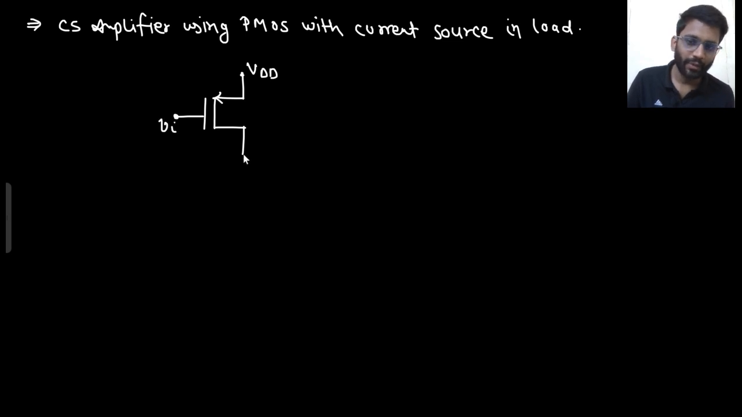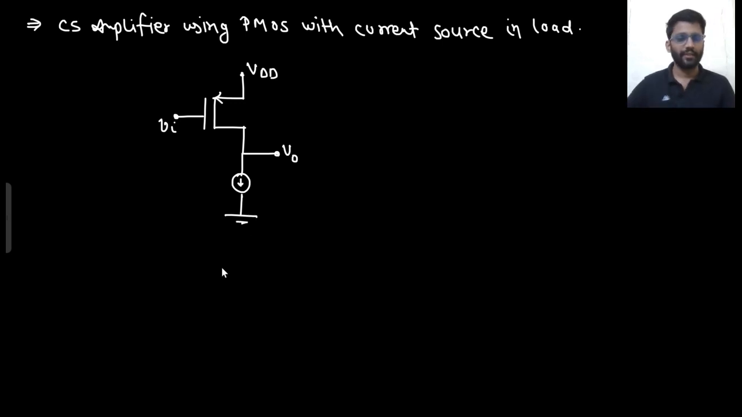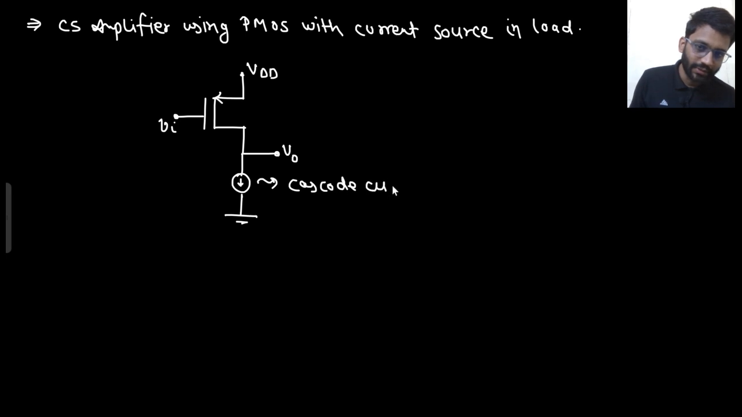Where do you collect your output? At drain. This is the output. In the load, there should be a current source. That's it. Did you understand it? Common source amplifier is that, and you are collecting your output at drain. So in the load, there should be a current source. This is the current source we are talking about, right? Now you have to make a current source using cascode configuration. So this should be a cascode current source.